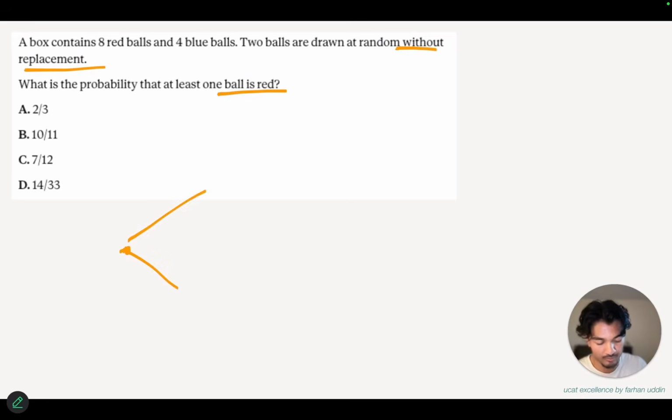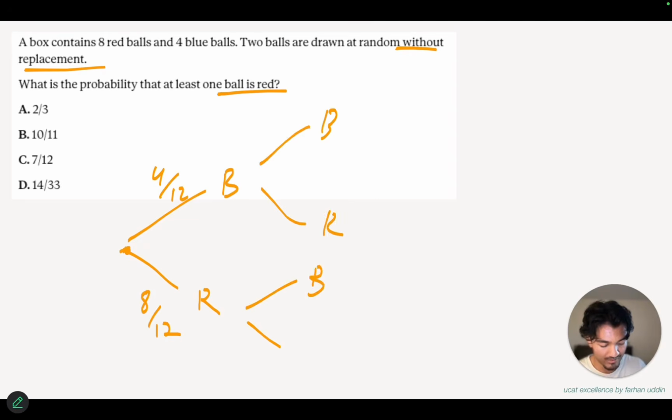So we've got blue, we've got red. So red here is 8 over 12. There's 12 of them in total, and this is 4 on 12. Blue, red, red. Now, because it's without replacement, the probabilities are going to change. So this one's going to be out of 11. In fact, everything here is going to be out of 11 now. So let's write that in. So if we've picked up a blue, then the number of blue marbles goes down by 1. So this ends up becoming a 3. But the number of red ones don't change. So this still becomes an 8.